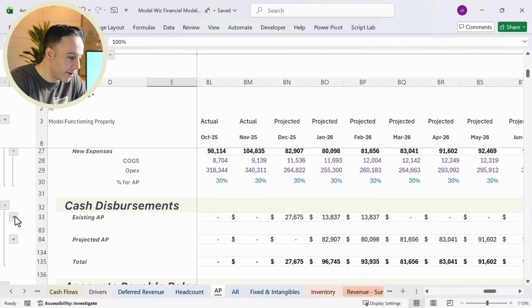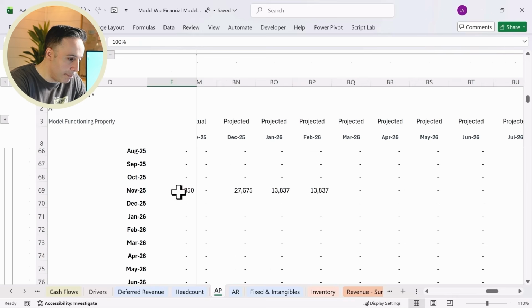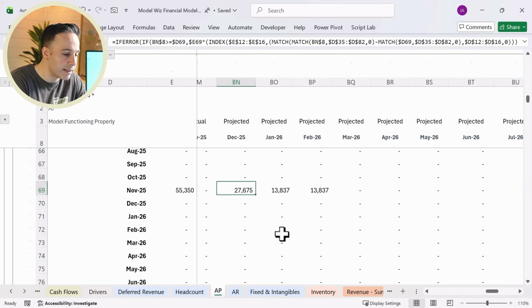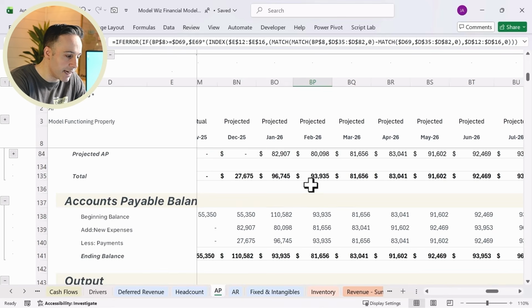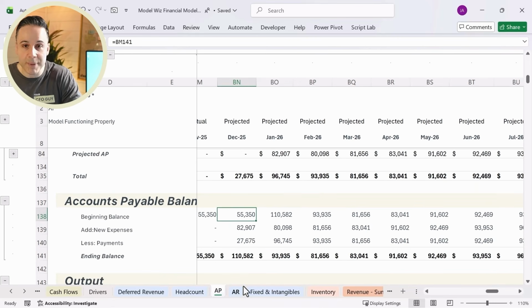So once again, if I look at my existing AP balance, I'm pulling in that balance as of November 2025. I have a payment of 50% of that in December, and then 25% in January, and then 25% again in February. I have that same waterfall for my projected AP. Beginning AP plus new expenses on credit minus payments get me my ending balance.